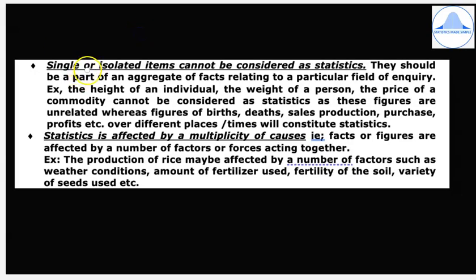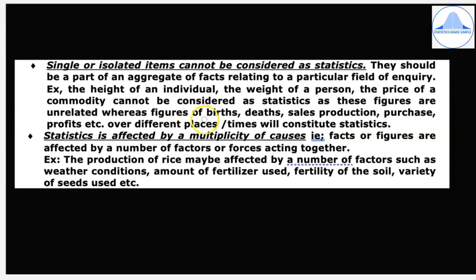Continuing with the 29th question, I am going to explain 2 of the characteristics. So first one is single or isolated items cannot be considered as statistics. So they should be a part of an aggregate of facts relating to a particular field of inquiry. For example, the height of an individual, the weight of a single person, the price of a commodity cannot be considered as statistics as these figures are unrelated.